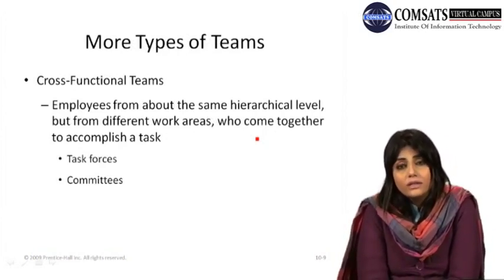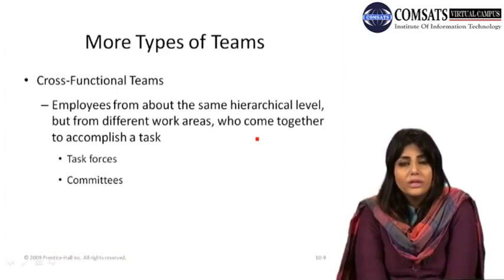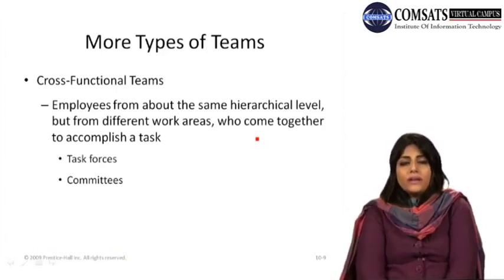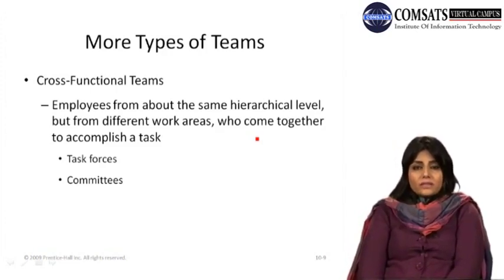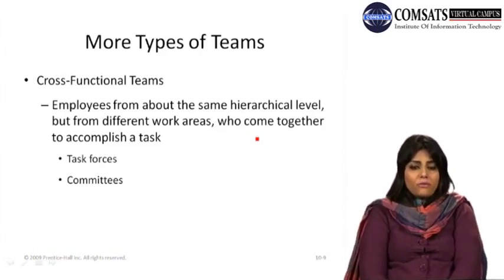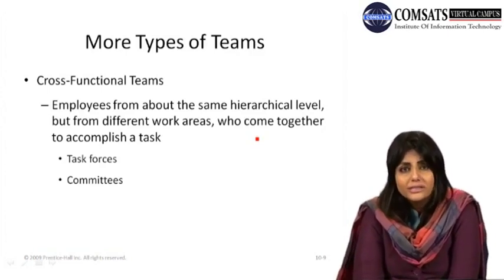wherein the employees are coming from different departments. As the name indicates, the employees are coming from different departments, such as the accounting department, the HR department, the finance department, the operations department, production department, marketing department, etc. One or two people come in from each, and then they form a team. So these cross-functional teams are basically from all the different functions in the organization. These are normally formed for the completion of specific projects, etc.